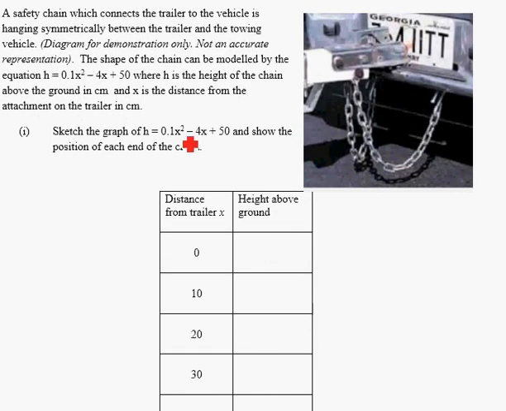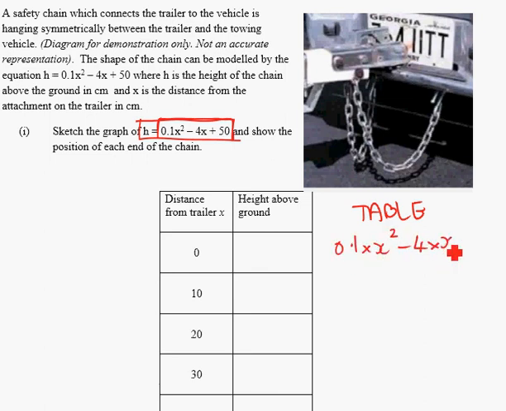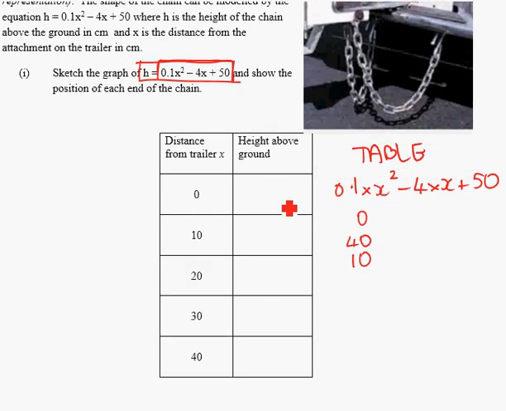Right, now we've got an equation. We could make up a table, go into table on the calculator, put in just the right-hand side of the formula, 0.1 times x squared minus 4 times x plus 50. We could set it to go from 0 to 40 in steps of 10, or you can substitute each individual number in.